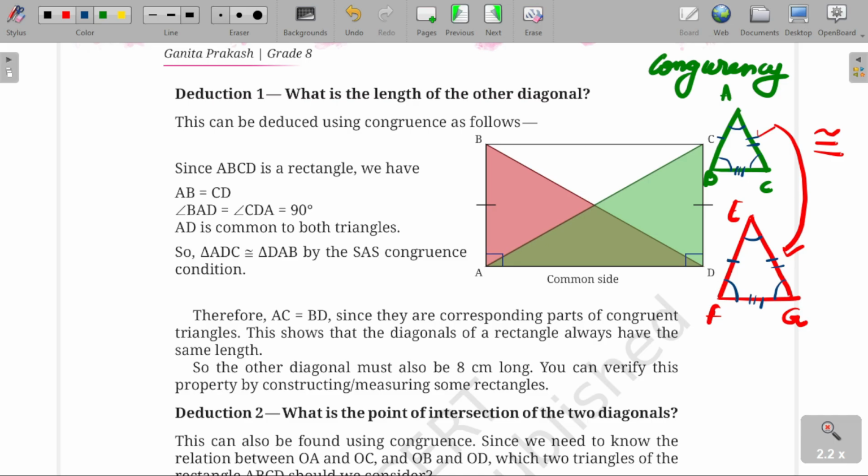Now there are some rules of congruence. What are the rules? Under some criteria we can call them congruent. The first rule is SSS. SSS rule means side, side, side.